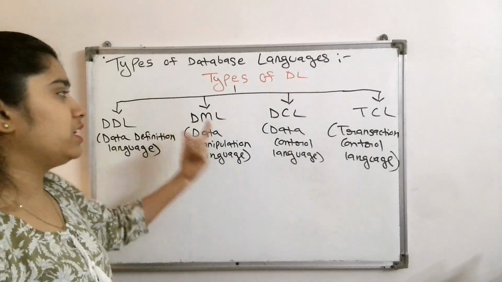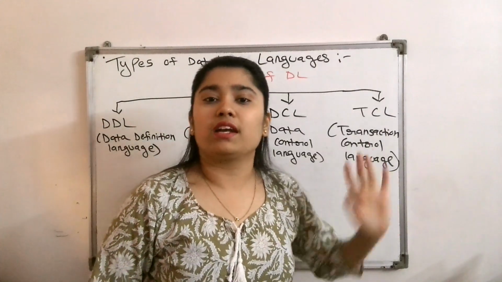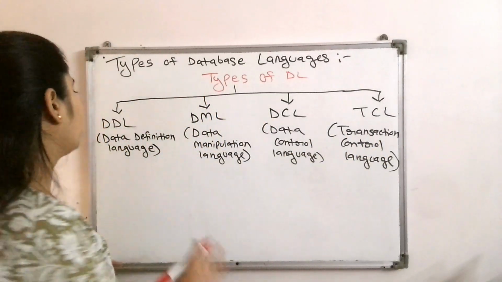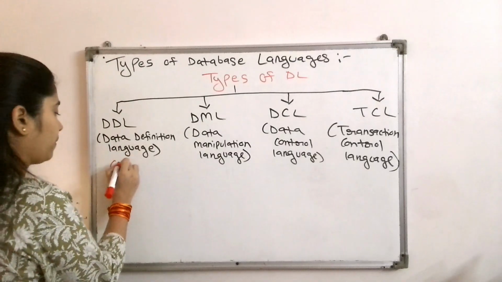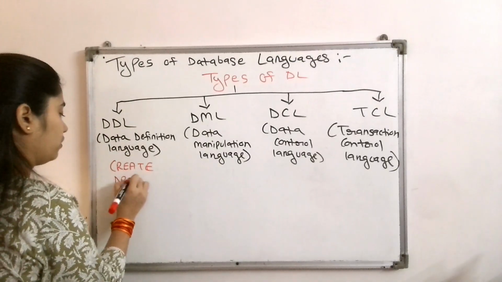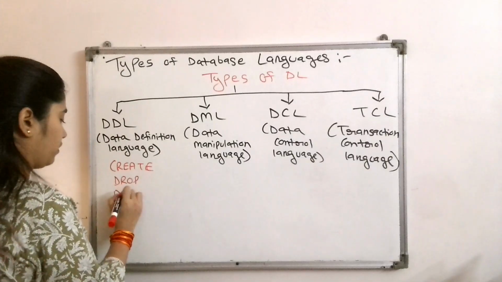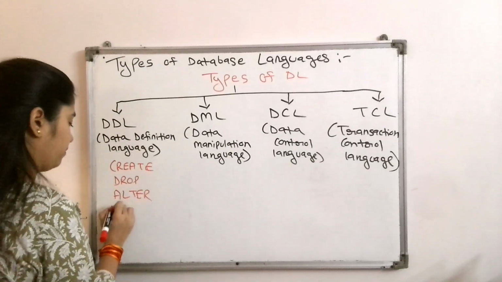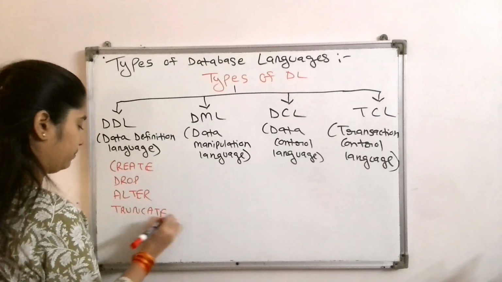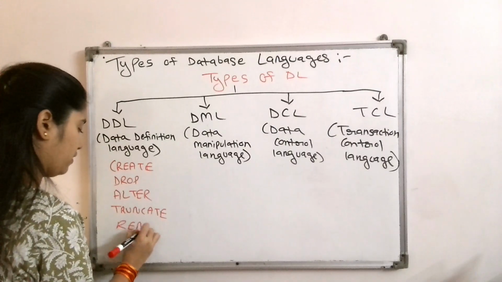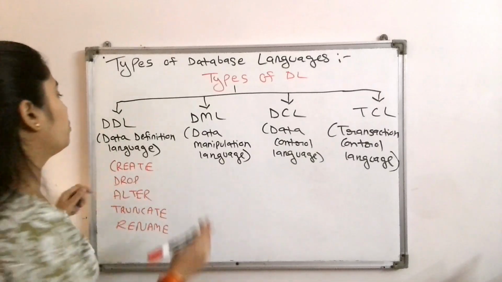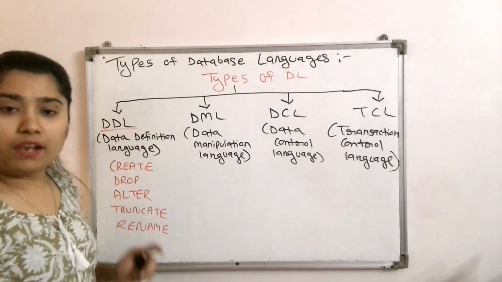First is the DDL, second is DML, third is DCL, and fourth is the TCL. All these four languages have some commands. Like DDL has create, drop, alter, truncate, rename. So these are some commands which are used in the DDL language.